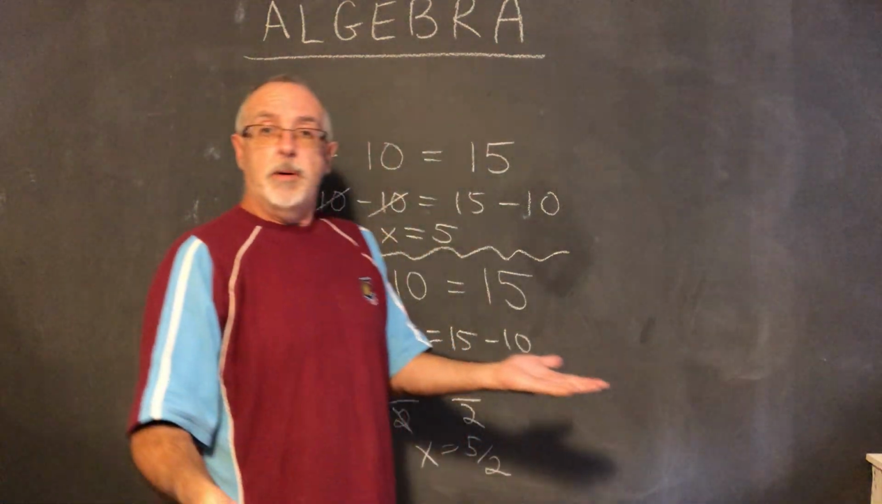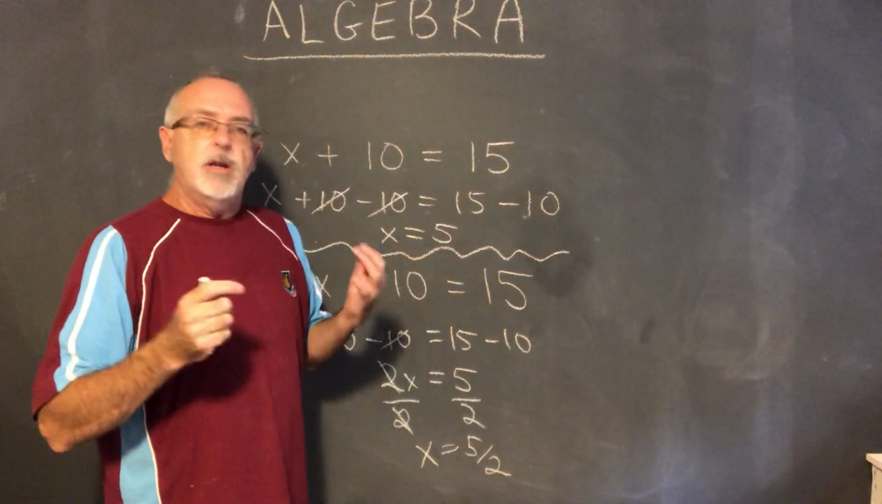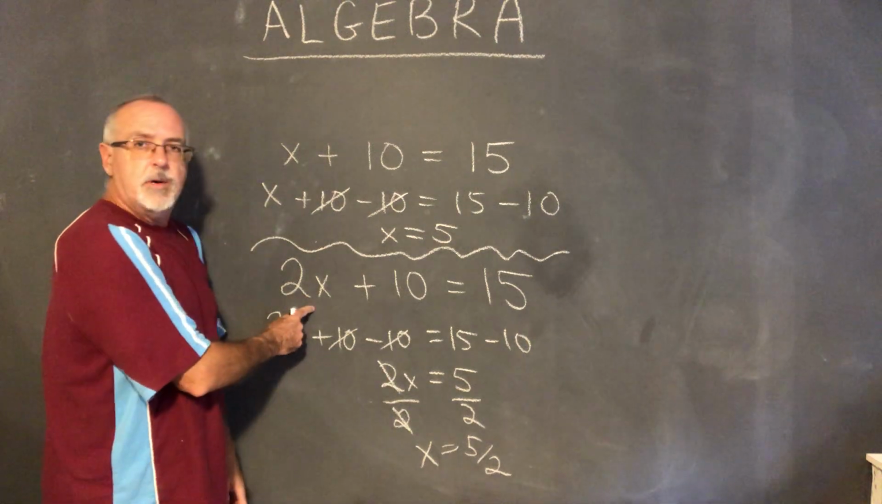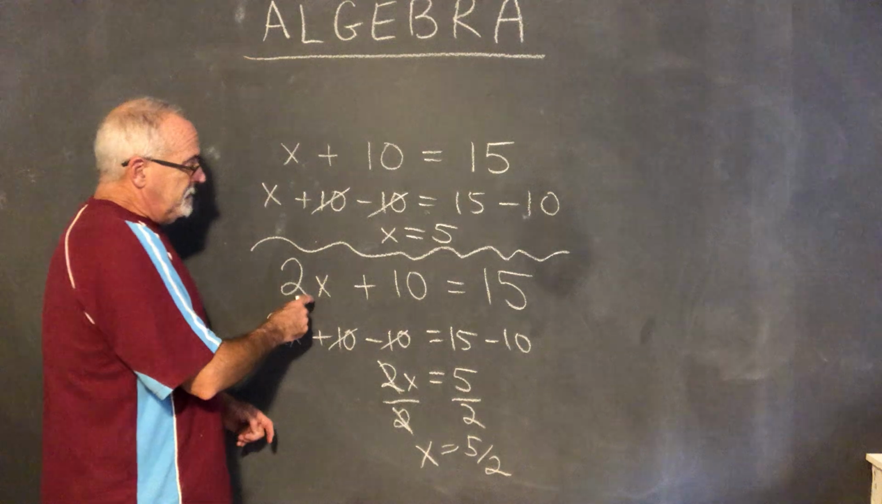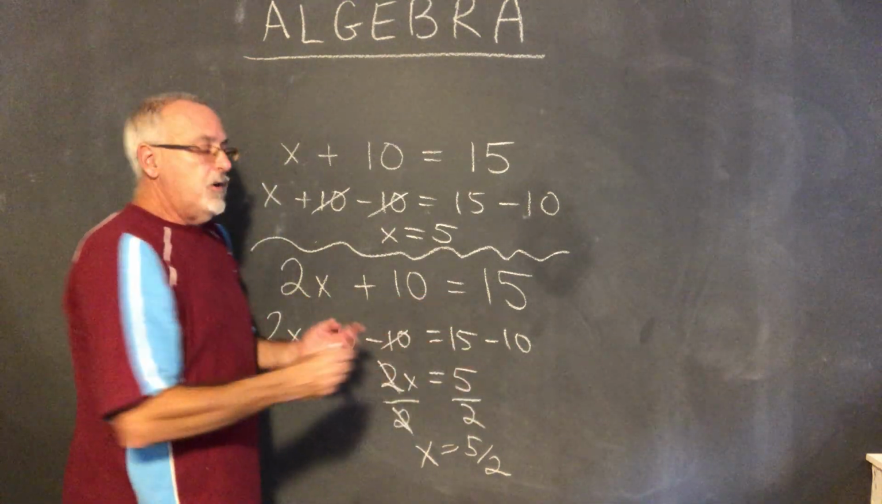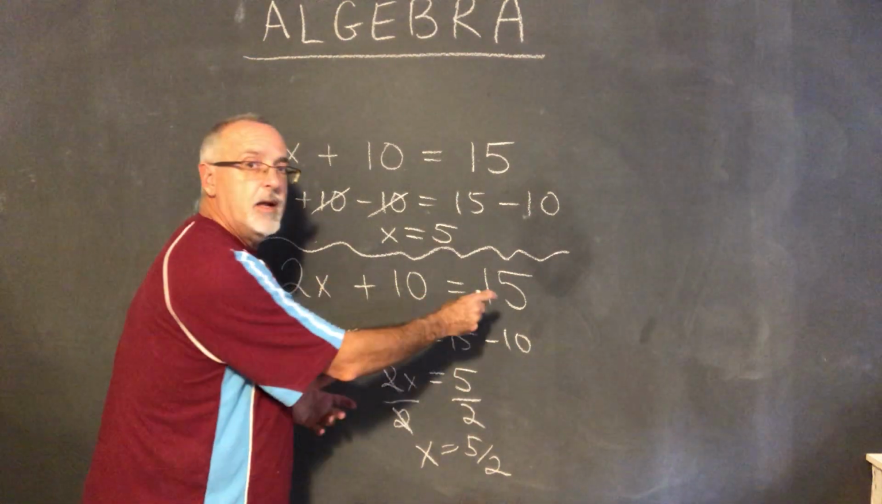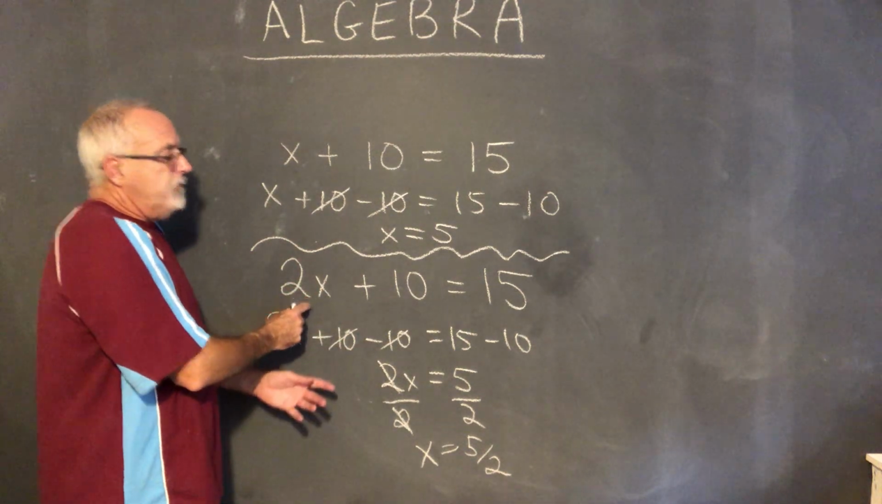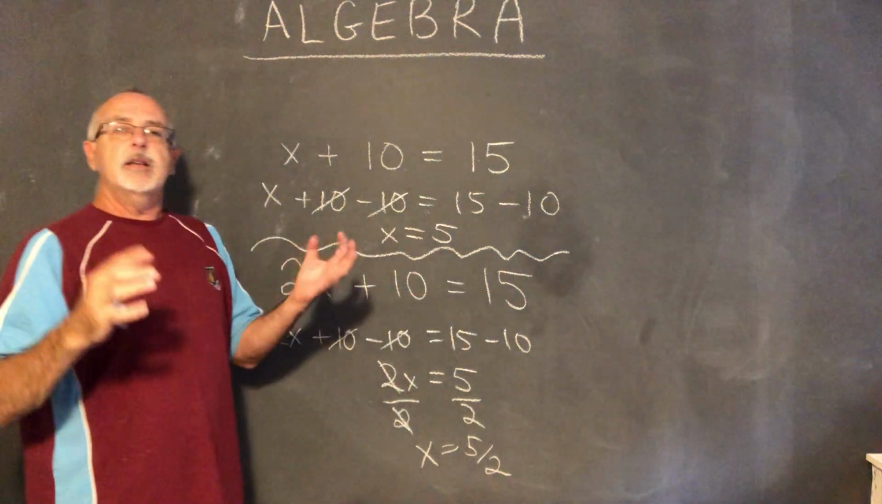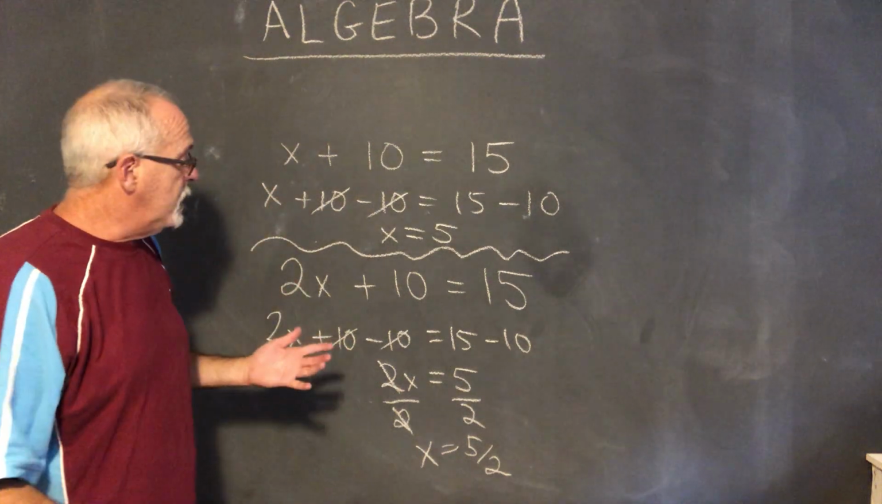All of these are two-step algebras, but the thing about the two-step algebra is if it always was 2x plus 10 equals 15, or 2x plus 9 equals 15, or 2x plus 10 equals 20, it would be easy and we wouldn't need that much practice. How about even if it's 3x plus 10 equals 6? But the thing is with algebra, there are so many different things you can do.